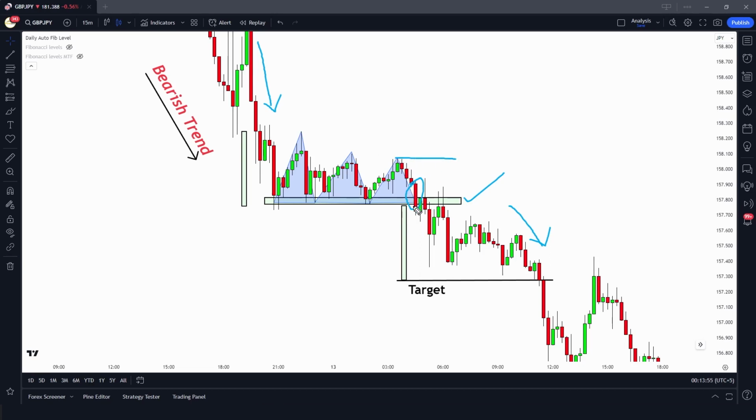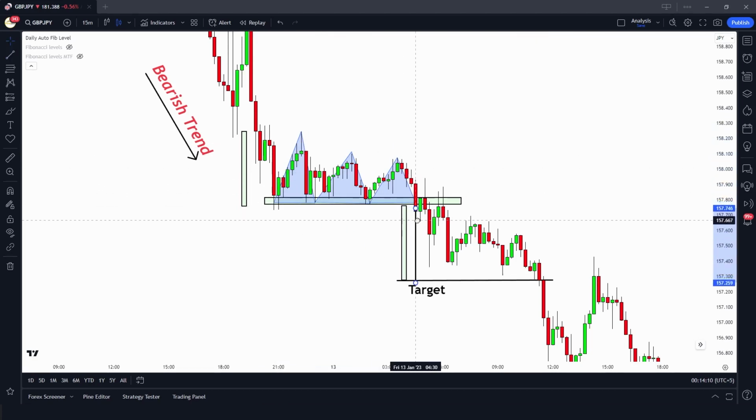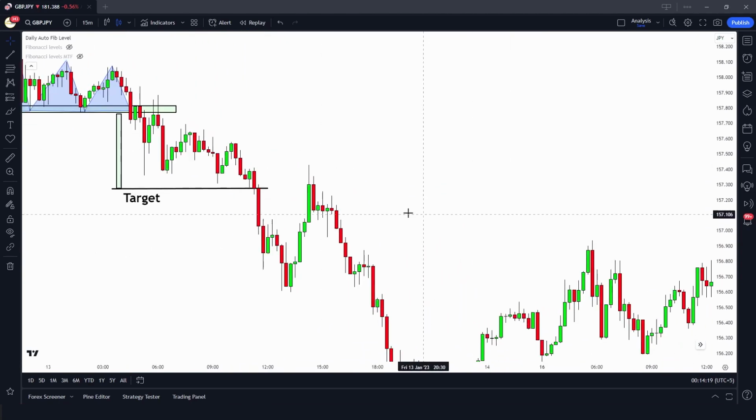We're going to put our entry at the close of this candle here, and what we're going to target is the number of pips that are available between the first swing. So we're going to measure this from here to here, and then we're going to take this same length and take this as our take profit level from the zone. So that's how you decide your take profit level, and that's how you trade the ascending and descending triangle patterns.